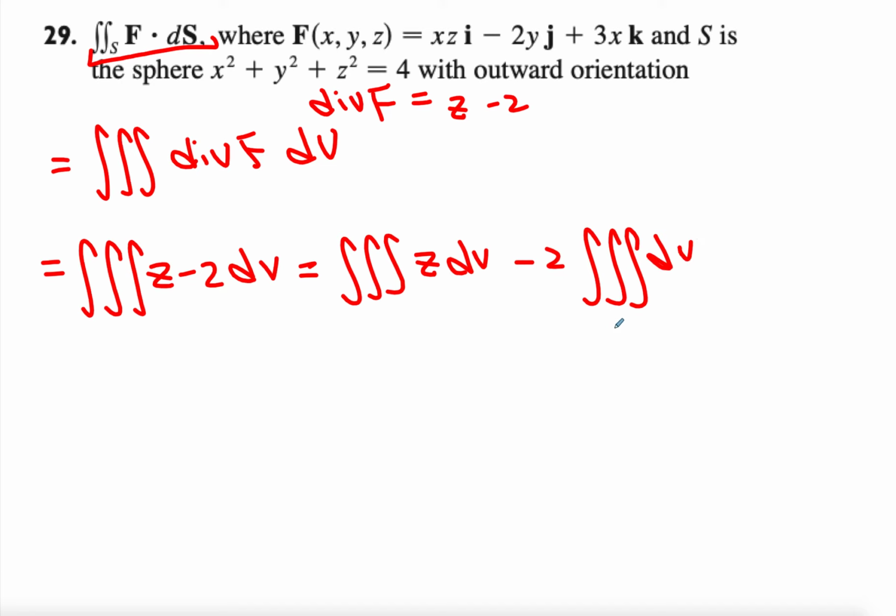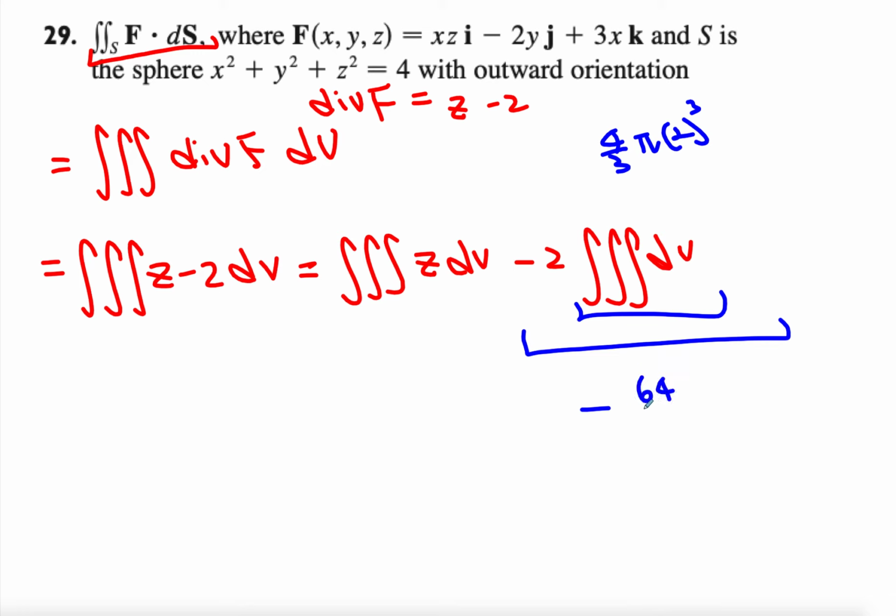But when you look into the second portion, that's the volume of the sphere, which is 4/3 pi r cubed, which is equal to 4/3 pi times 2 cubed. So that's 8, 32 over 3. So this portion becomes negative 64 over 3 pi. So that's what we end up getting for the second part. Let's calculate the first part here.